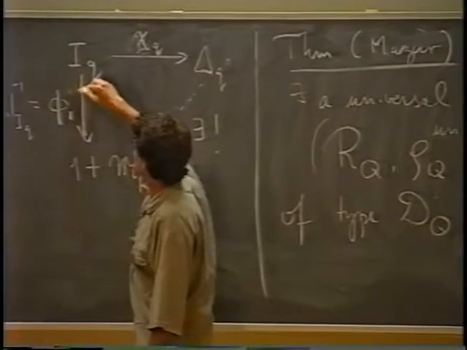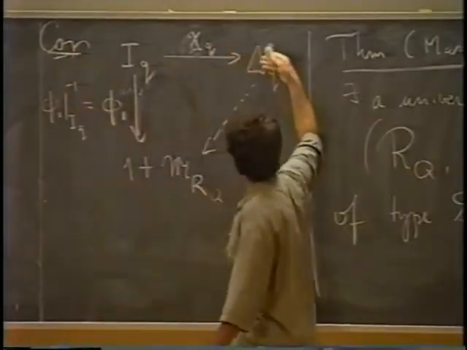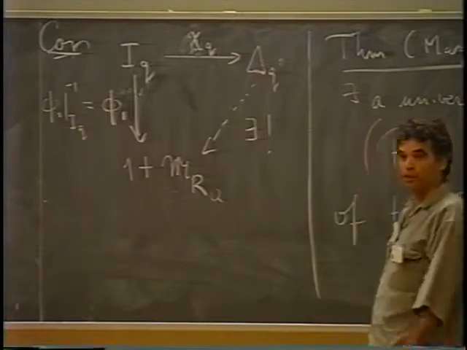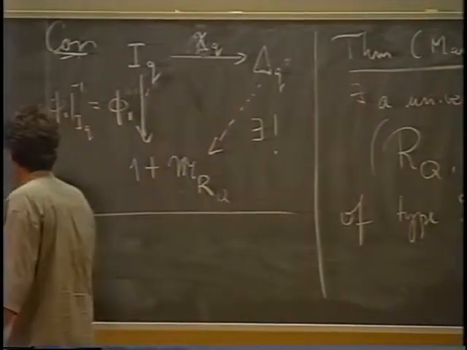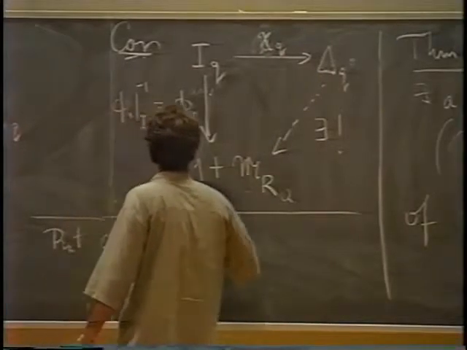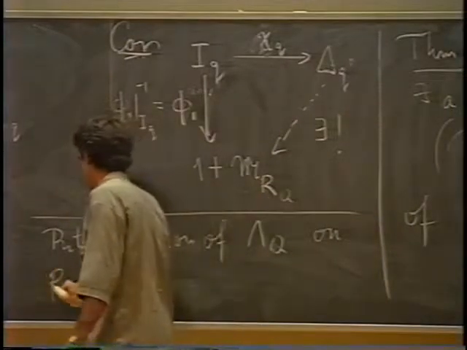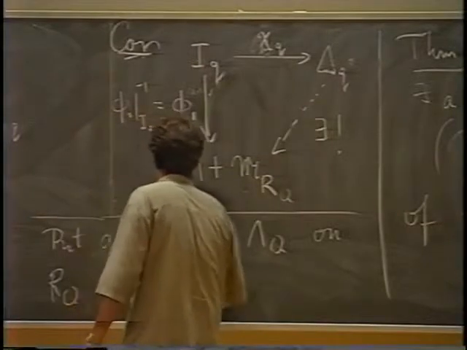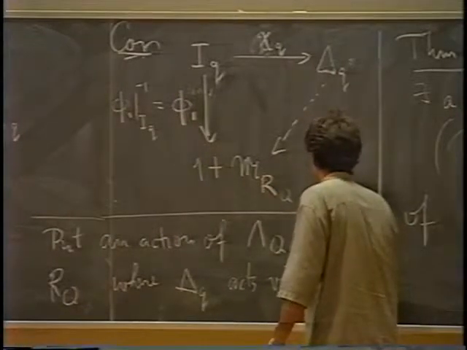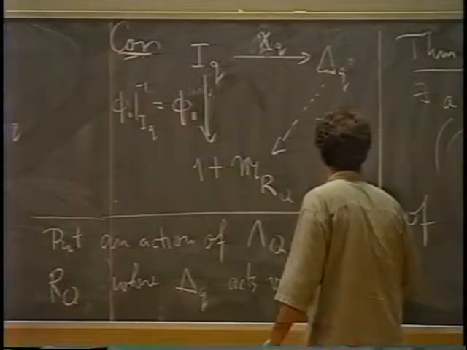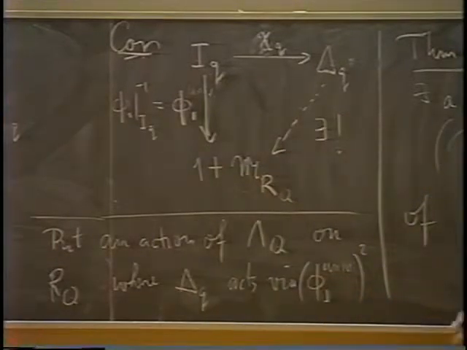Here, maybe I'll write phi1 universal. We can apply this. This is the corollary that I wanted. And this gives a way of delta Q acting on the universal deformation ring of type DQ, except that we want to square this action. So put an action of lambda Q, if you want, or delta Q, that's the same, on RQ, where delta Q acts via the square of this thing. Maybe I'll simply write phi1 universal squared, and it will become clear in a moment why the square. So this is what I want to say.